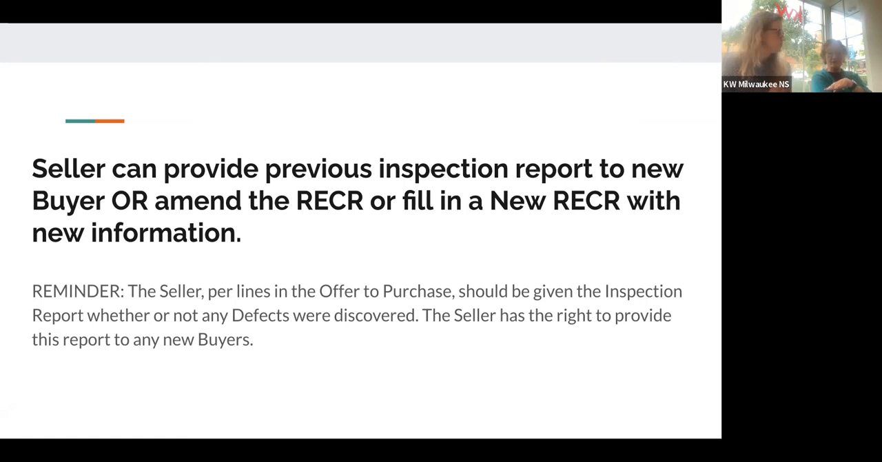And if there are no defects, sometimes the buyer's agent says, well, we didn't send it because there's nothing to argue. They still have to send it. Absolutely, yeah.